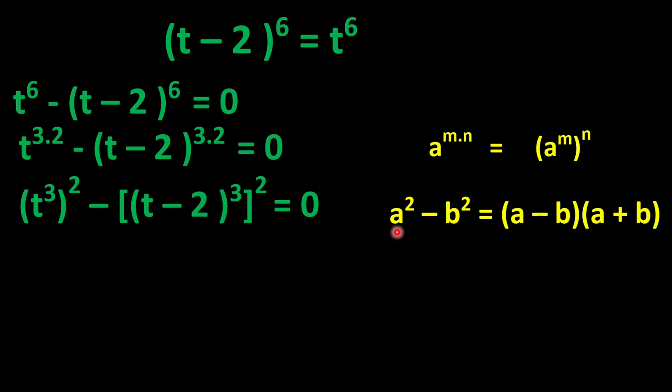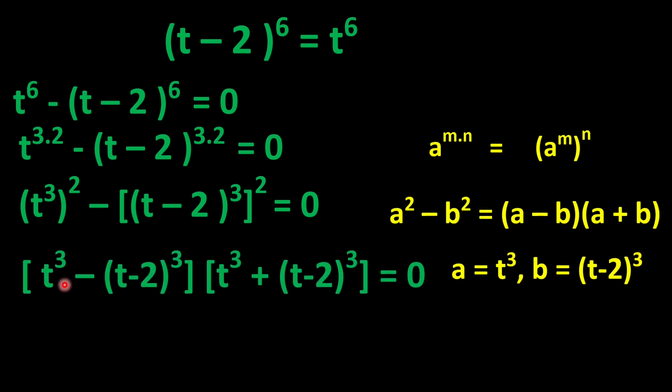So according to this formula, a square minus b square equal to (a minus b) into (a plus b). So here a is equal to t cube and b is equal to (t minus 2) cube. So let's apply this formula. So (a minus b) into (a plus b) equal to 0.